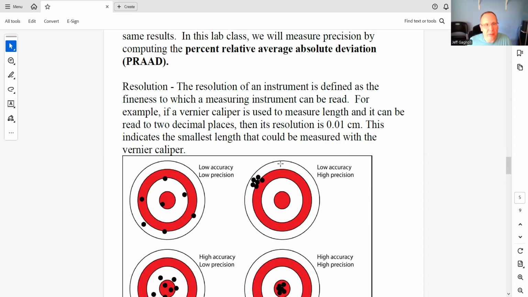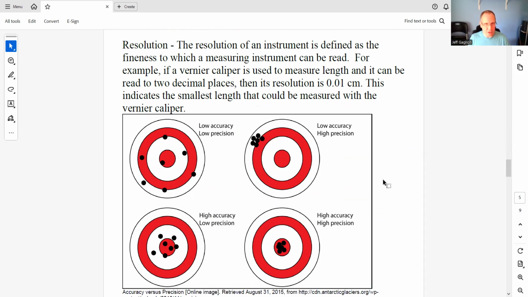All right, another definition that we need to know is resolution. So basically, the resolution of an instrument is defined to be the finest to which a measuring instrument can be read. So, for example, one of the first labs that we're going to look at uses what's called a vernier caliper to measure length, and it can be read to two decimal places. So therefore, its resolution is going to be 0.01, and it happens to be in centimeters, right? So 0.01 centimeters. Basically, the resolution is like the smallest length that can be measured with the vernier caliper.